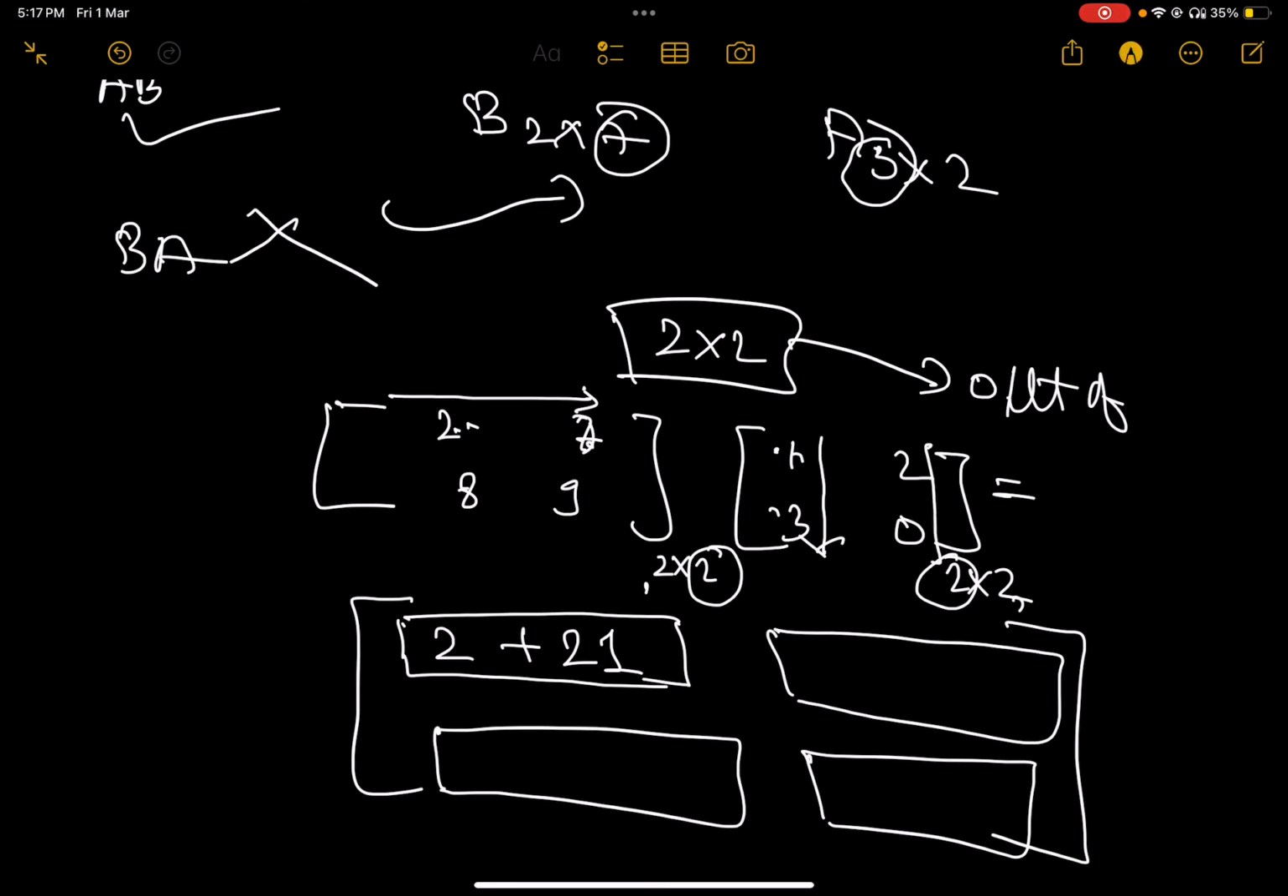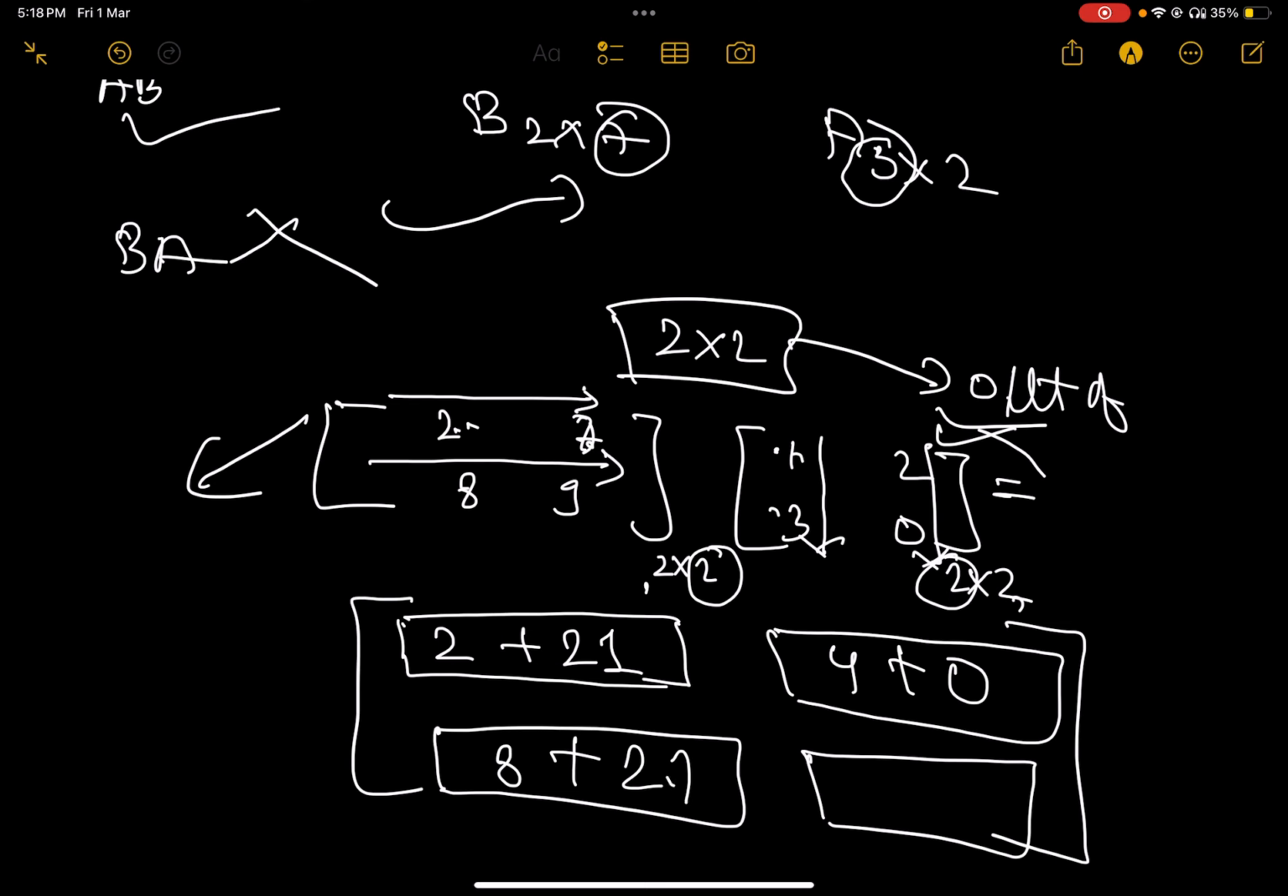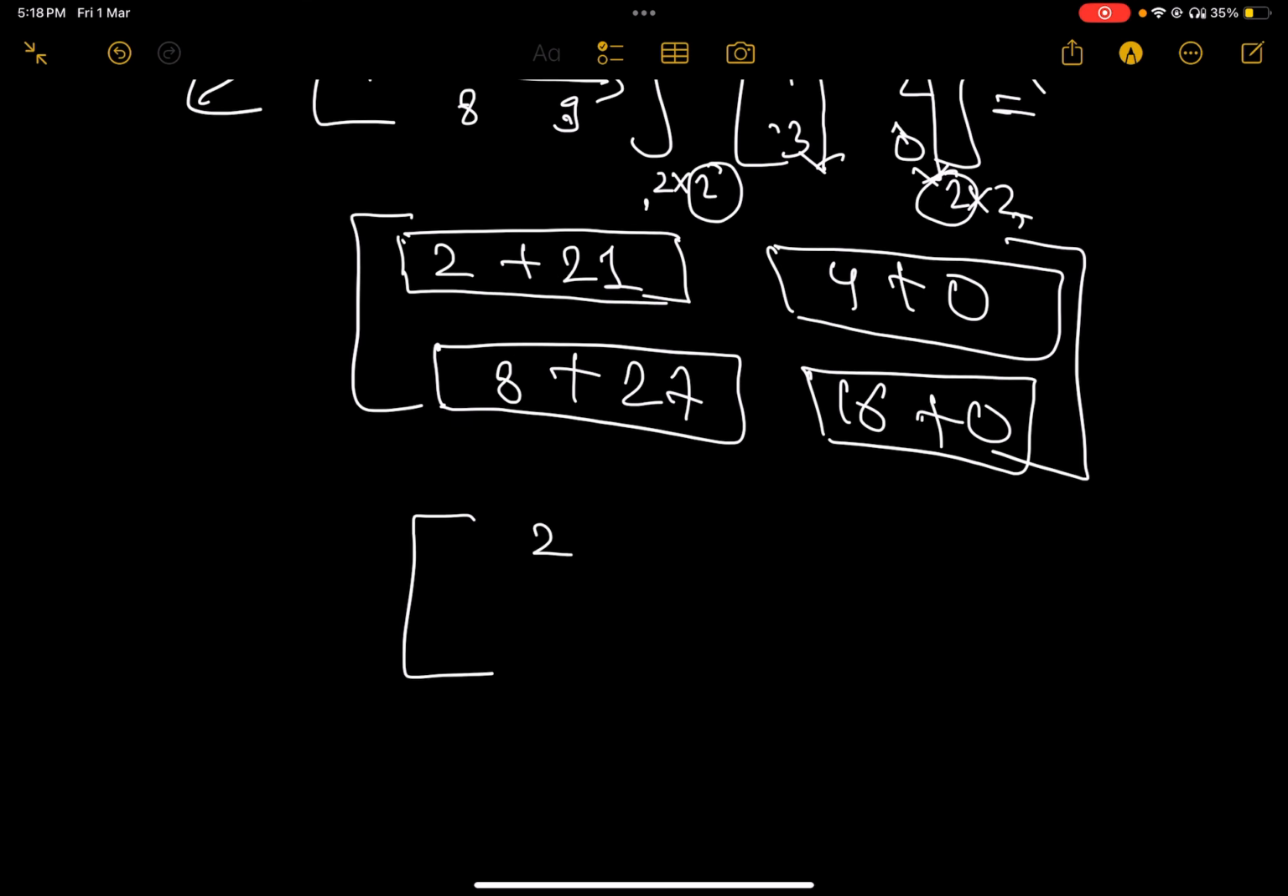Again, another column. We will not leave the row of the first matrix till we are done with all the columns of the second matrix. 2 into 2 is 4, plus 7 into 0 is 0. Now we are done with all the columns of the second matrix. We'll go on to another row. 8 into 1 is 8, 9 into 3 is 27, 8 into 2 is 16, 9 into 0 is 0. The answer is 23, 4, 35, and 16. As simple as that.